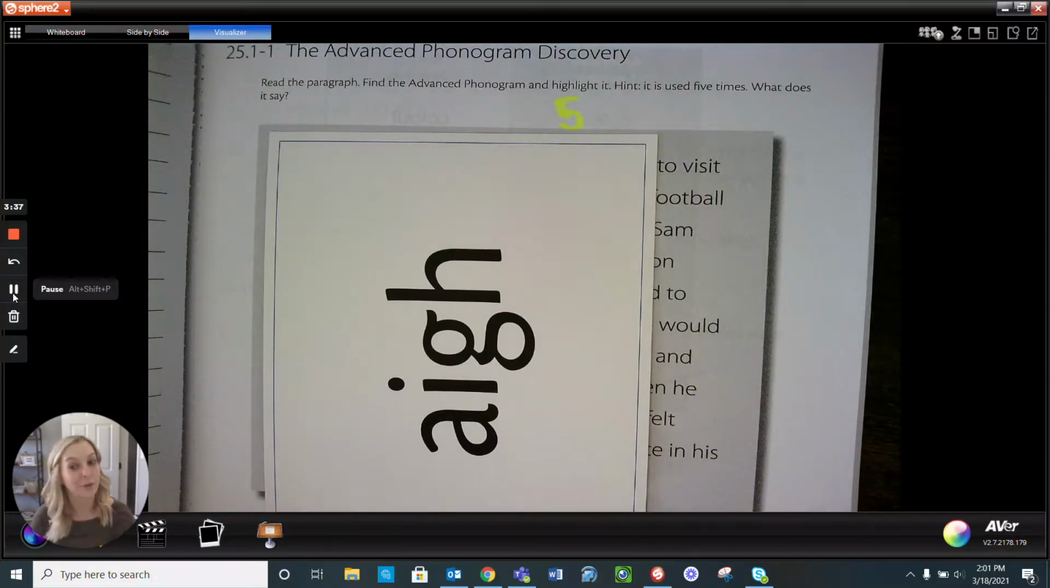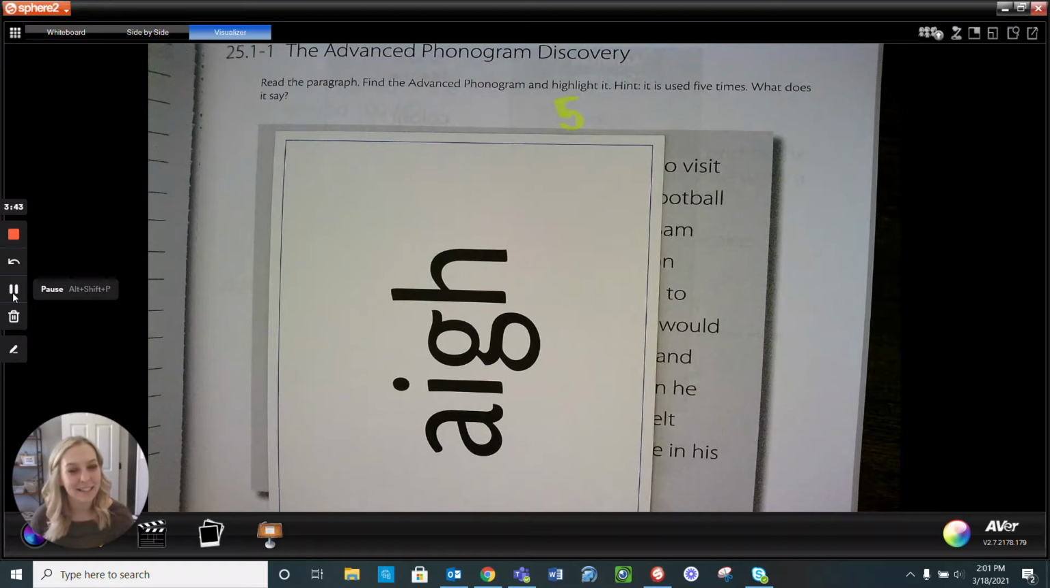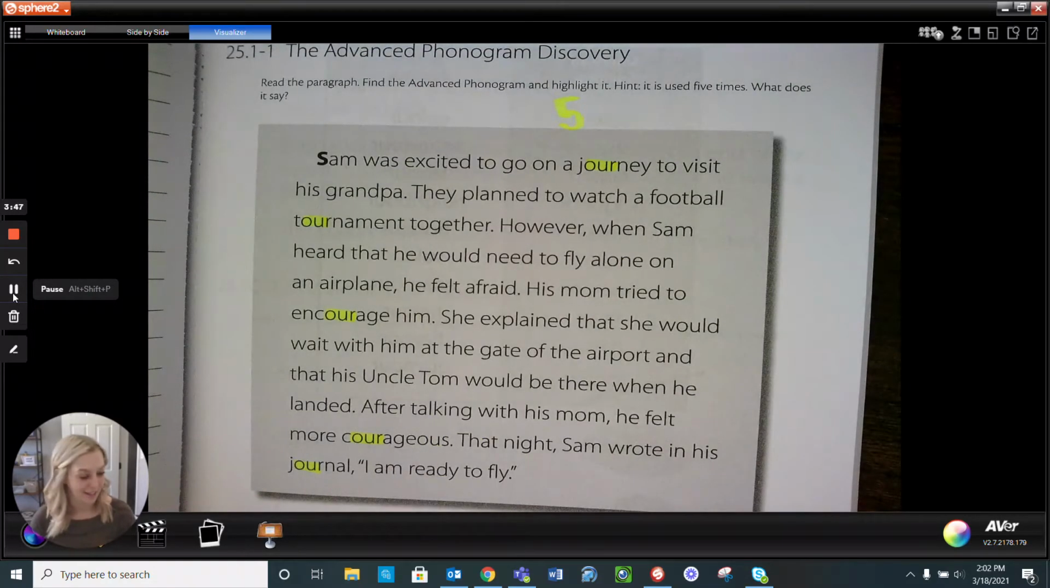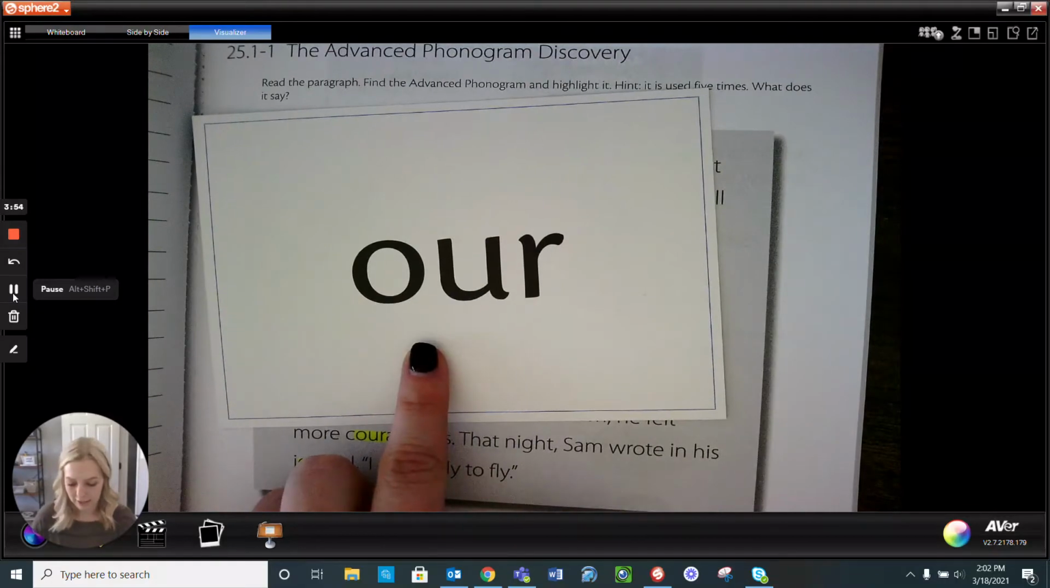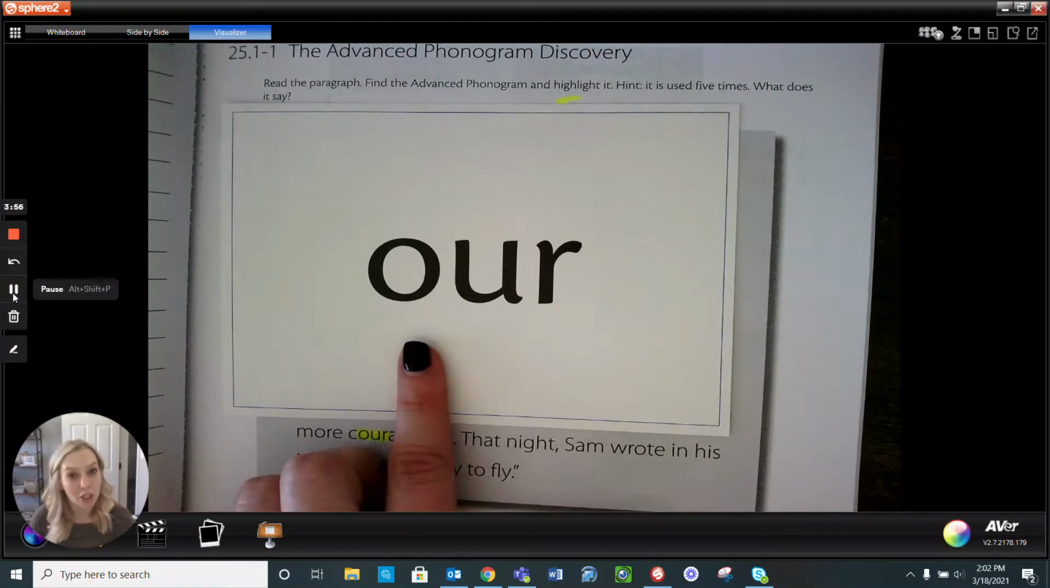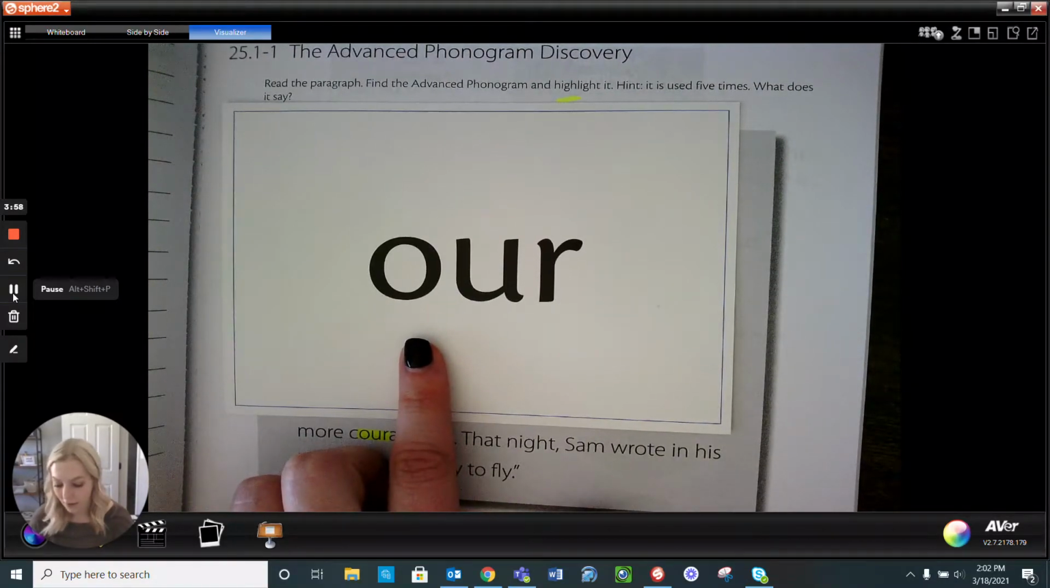All right, are you ready to figure out what that new advanced phonogram was? It wasn't this one. Did you figure it out? I'll show you. It was O-U-R. Good. So what does O-U-R say? It says /er/. Very good.